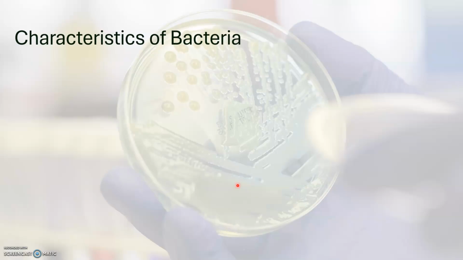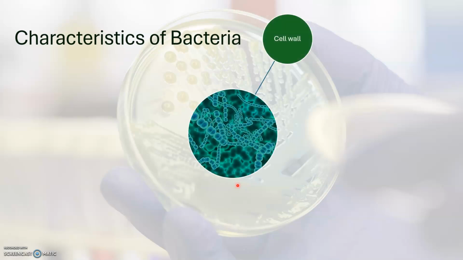Let's think about the characteristics of bacteria that we can use to classify and describe them. One of the big characteristics is the cell wall, and the structure of the cell wall can divide bacteria into gram-positive, gram-negative, or atypical bacteria. When bacteria are stained with gram stain, they fall into two categories, gram-positive and gram-negative bacteria.